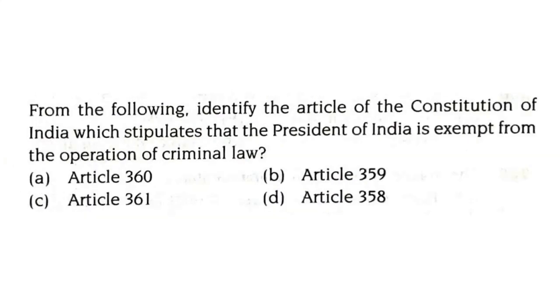From the following, identify the article of the Constitution of India which stipulates that the President of India is exempt from the operation of criminal law. Article 360, 361, 359 or 358? This exemption is given under Article 361. Article 360 is talking about financial emergency. These all are emergency provisions, national emergency and financial emergency, provided in Articles 358 to 360. Exemption to the President is provided under Article 361 from the operation of criminal law.